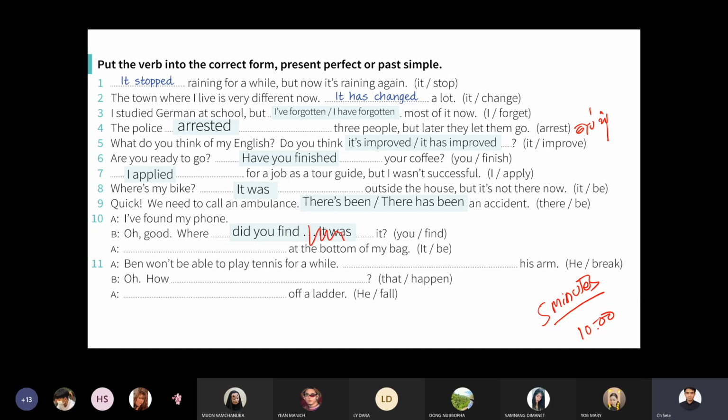Actually, this answer must be cut down here because I made a mistake. It was at the bottom of my bag. Ben won't be able to play tennis for a while. He has broken his arm. Oh, how did that happen? He fell off a ladder. Okay, you know ladder?